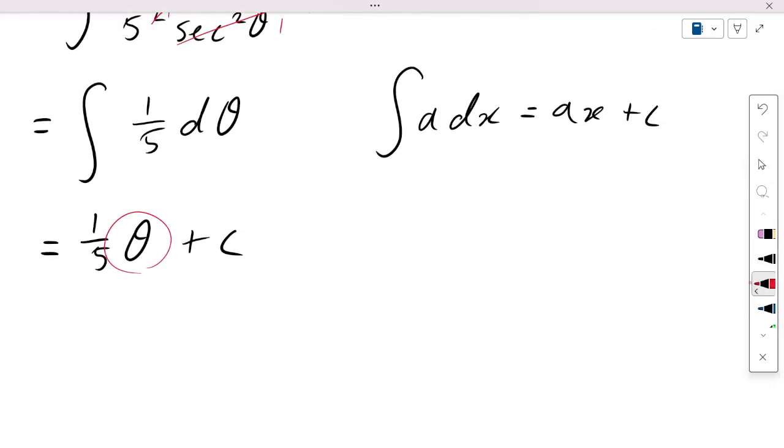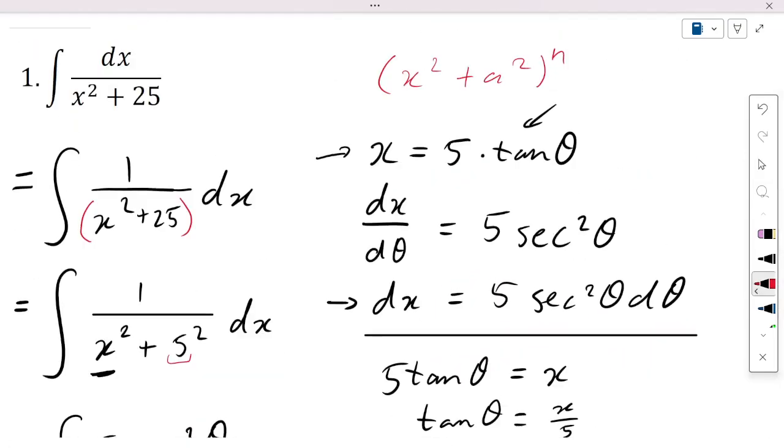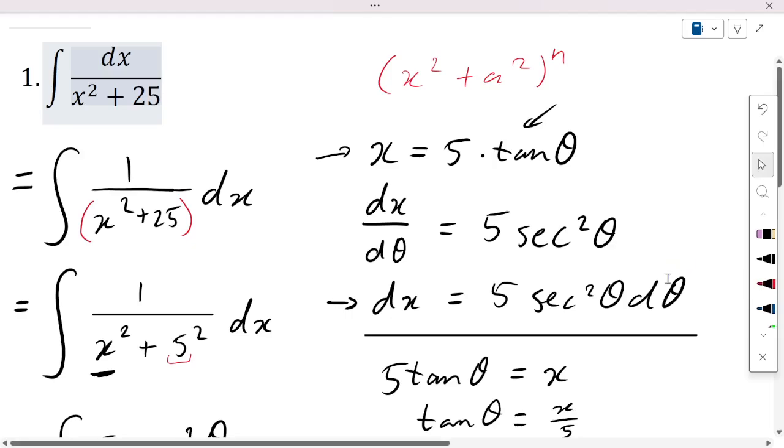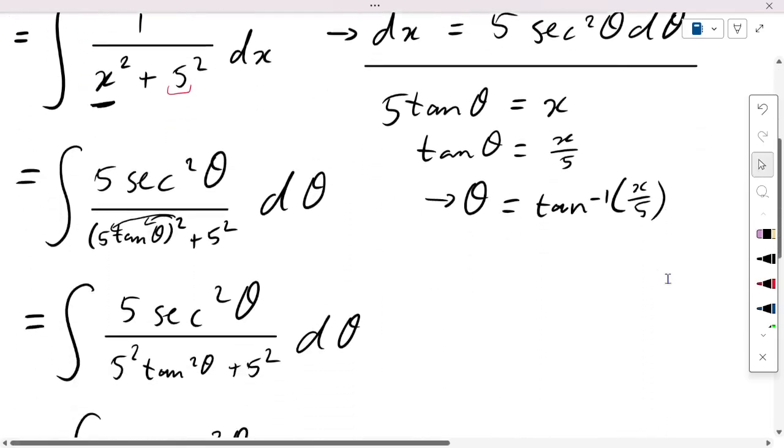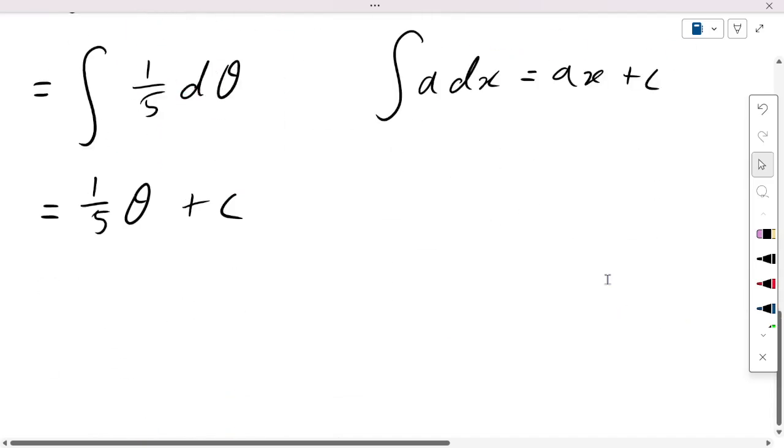Remember that this question is not asking in terms of theta or with respect to theta. It's asking with respect to x. So therefore, what is theta equal to? And do you see why I had to determine what theta is equal to? Theta is equal to arctan of x over 5. That's exactly what I wanted to do. So I just need to replace theta. And you can see that arctan of x over 5 only has a variable x. So we're going to do that.